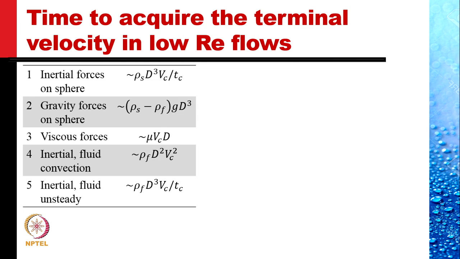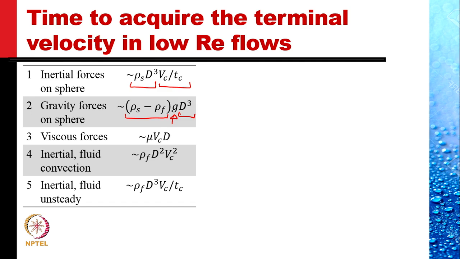There are 5 kinds of forces in this problem. The inertial force of the sphere itself, the mass of the sphere times the acceleration of the sphere. Unsteady forces. For the sphere, there will be only unsteady forces. There is no convective acceleration for a solid sphere. The gravity forces of the sphere are the net of the weight and the buoyancy, and they would be like the density difference of the solid and the fluid, the volume and the acceleration due to gravity. Viscous forces, as before, would be like mu Vc d. C everywhere stands for the characteristic value of the relevant quantity.